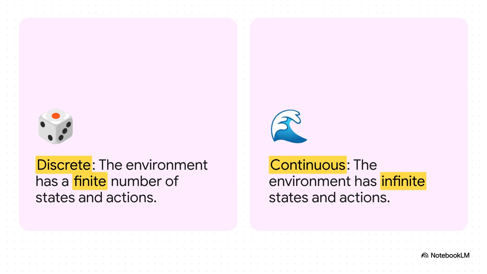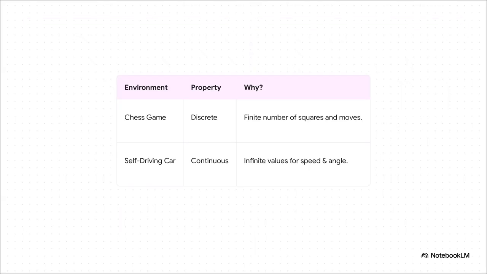A discrete environment has a limited, countable set of options. Think of it like a menu at a restaurant. You have specific items you can choose from, and that's it. A continuous environment, on the other hand, has an infinite range of possibilities. It's more like a color wheel, where you can pick any shade, any tiny variation imaginable. So, let's go back to chess one last time. It's discrete. There are exactly 64 squares and a finite number of legal moves you can make at any time.